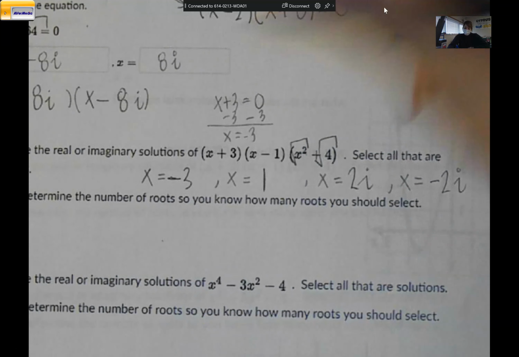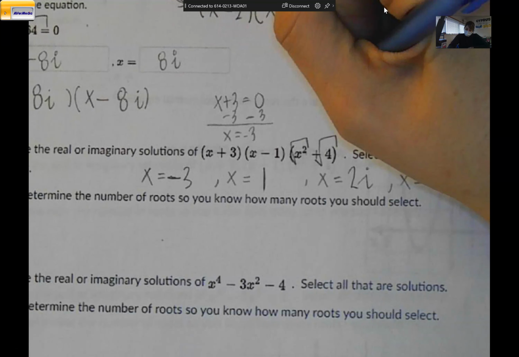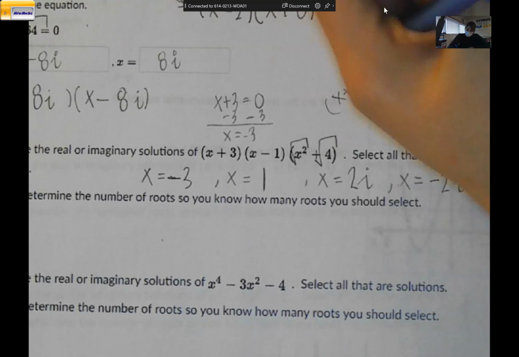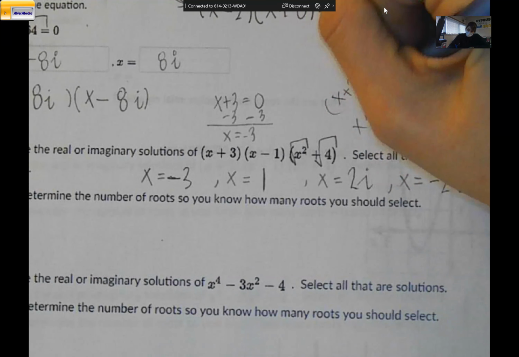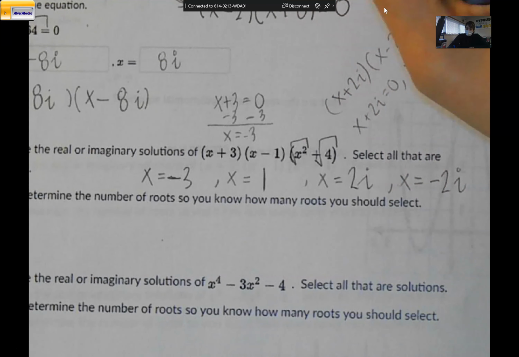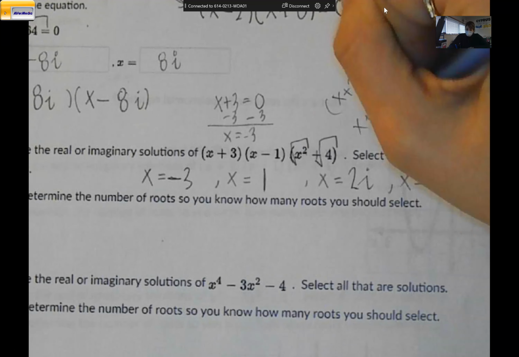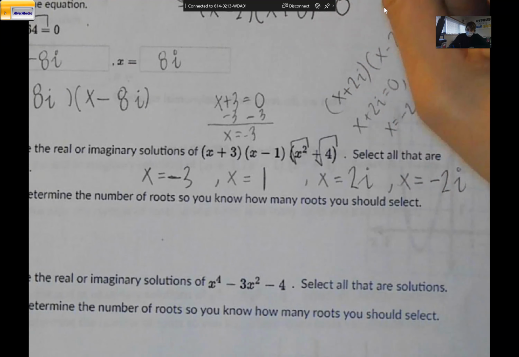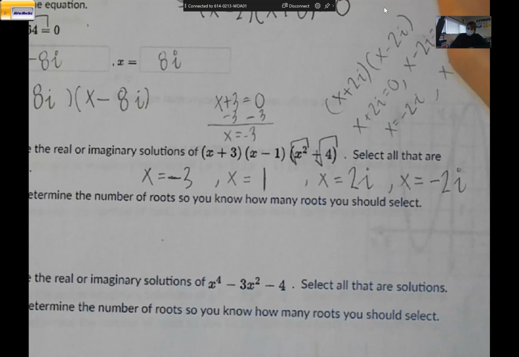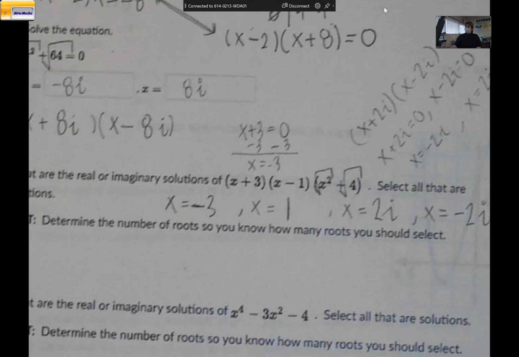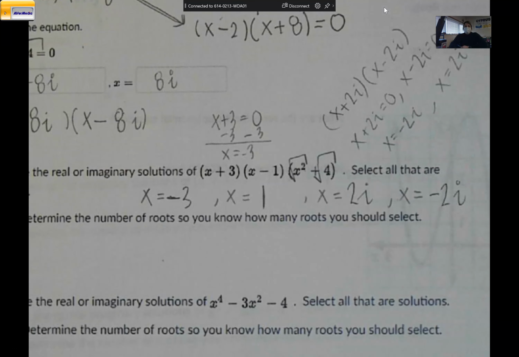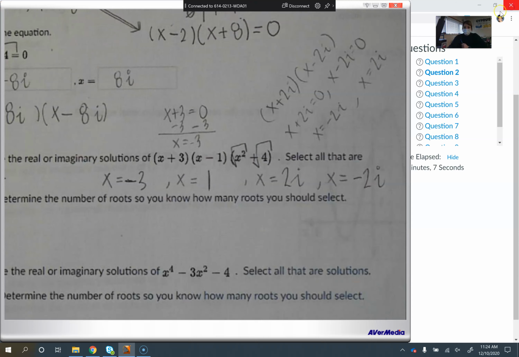The long way of doing that is x plus 2i, x minus 2i, then you set those equal to 0, and then you solve. That's where you get the negative 2i and the positive 2i. This is the long version. So now you guys go to number 3 in your exam, and you should see one similar to this.